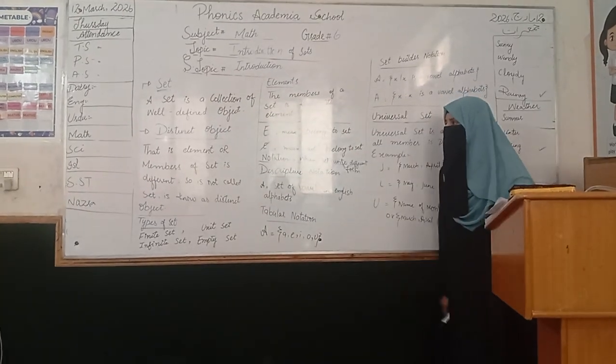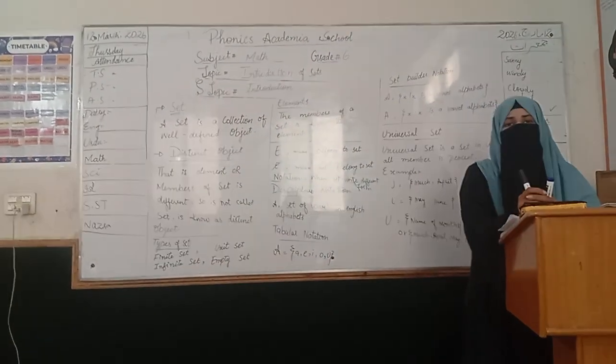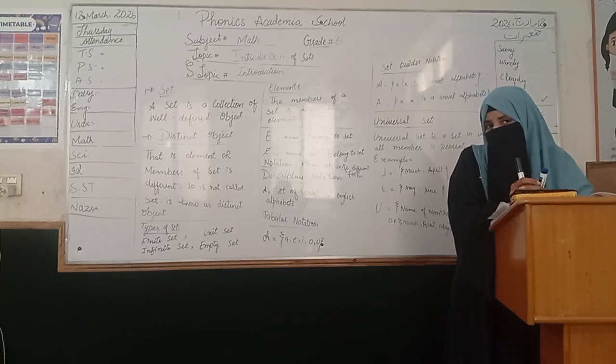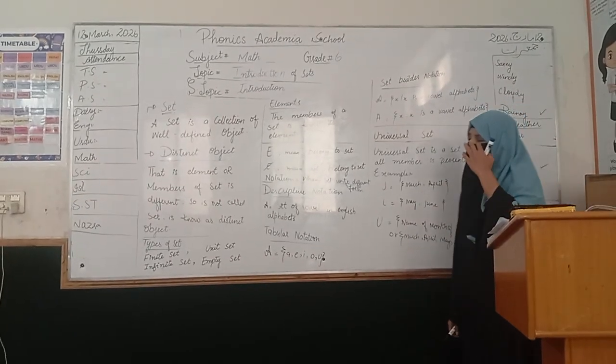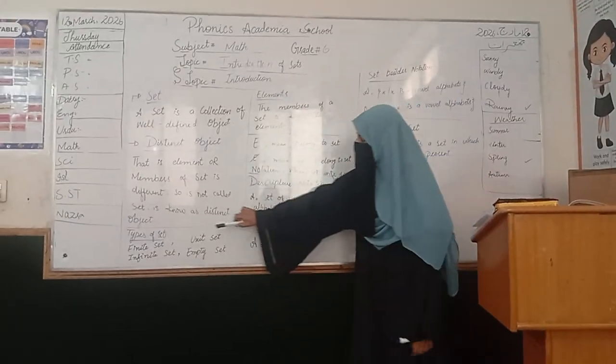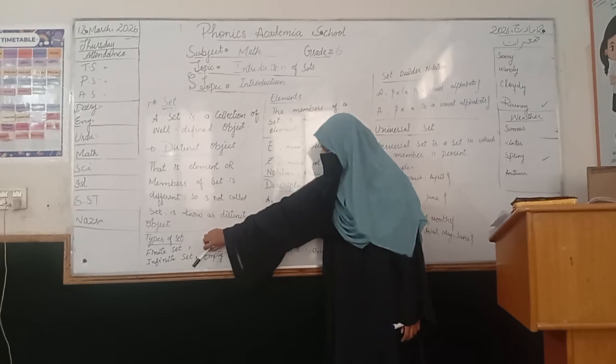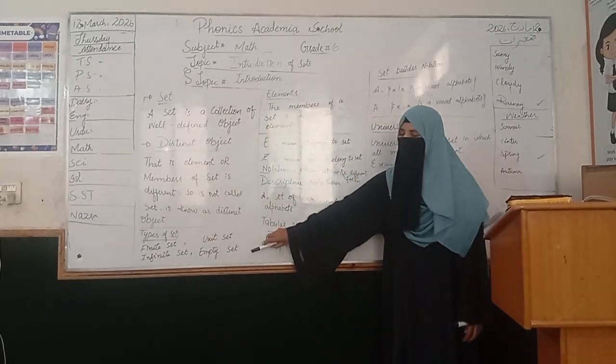Then second is restricted object. That some members of a set are different from each other is known as the restricted object. Next are the types of a set: finite set, infinite set, unit set, and empty set.